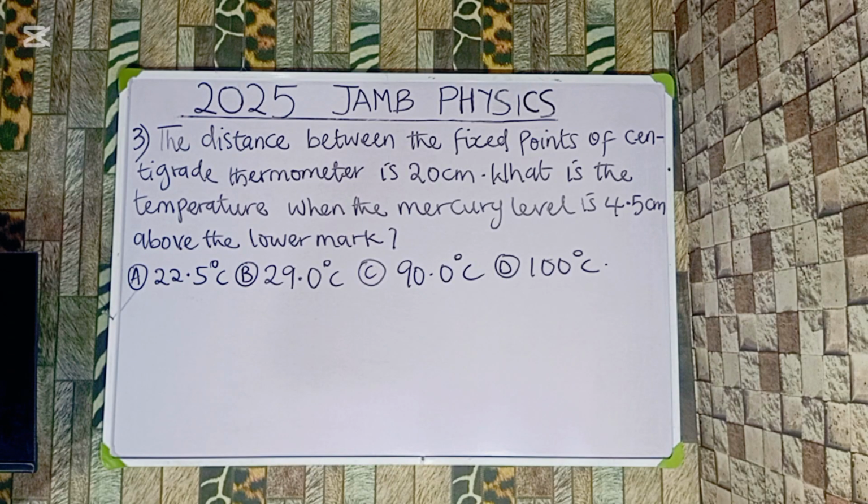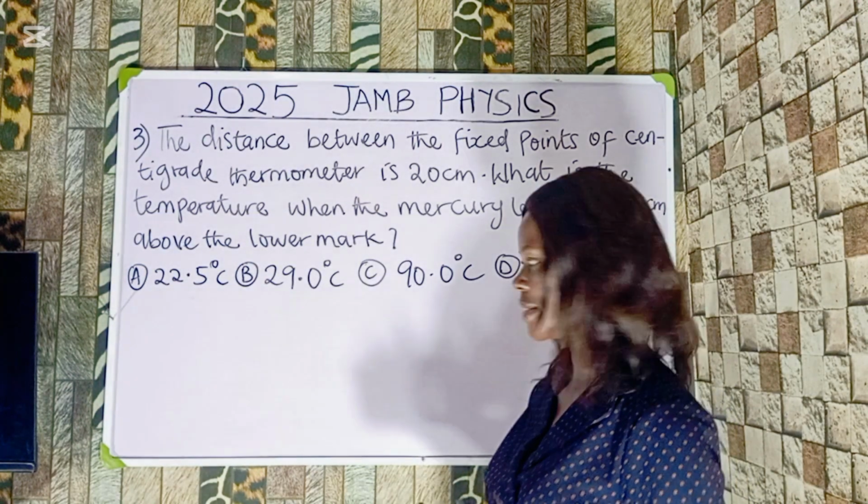The distance between the fixed points of a centigrade thermometer is 20 centimeters. What is the temperature when the mercury level is 4.5 centimeters above the lower mark? Option A, 22.5 degrees Celsius. Option B, 29.0 degrees Celsius. Option C, 90.0 degrees Celsius. And option D, 100 degrees Celsius. For us to solve this quiz, we have to analyze it.